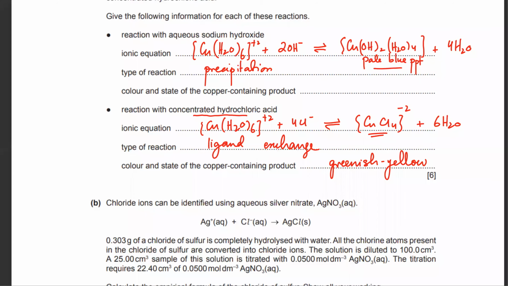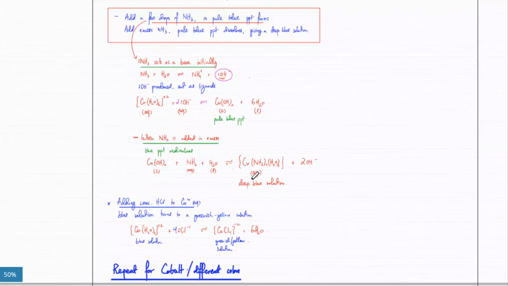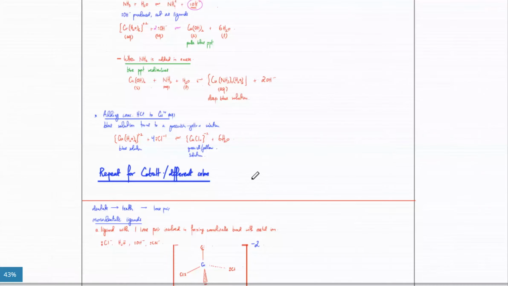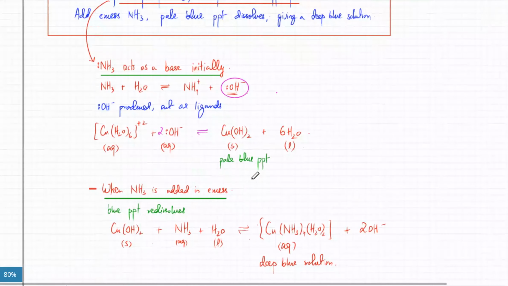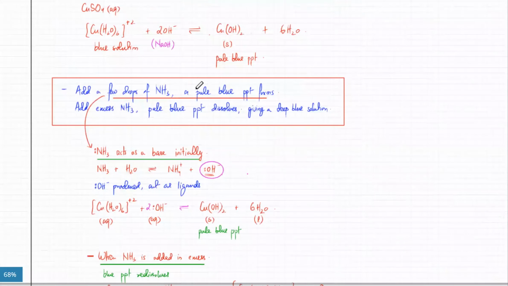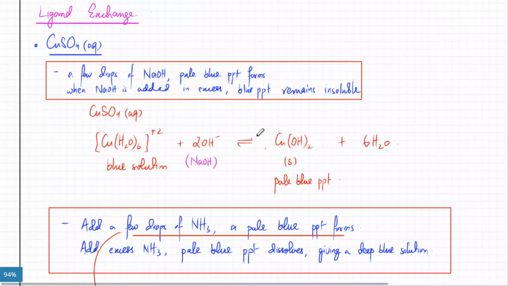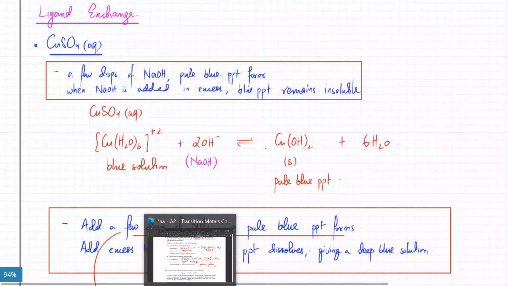So then, somewhere we wrote down the proper ligand exchange reaction, which was, I think, this one. That when you add a few drops of NaOH, 2 OH ions, copper hydroxide is produced and 6 water molecules. So this is the equation that you were talking about, TK.